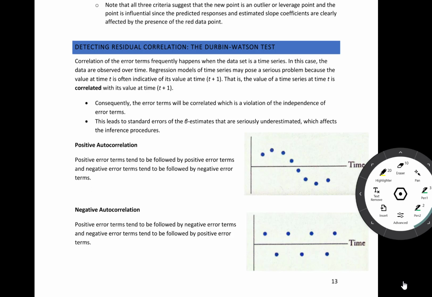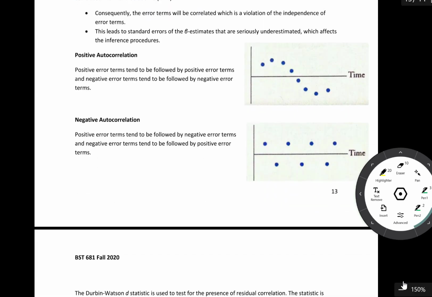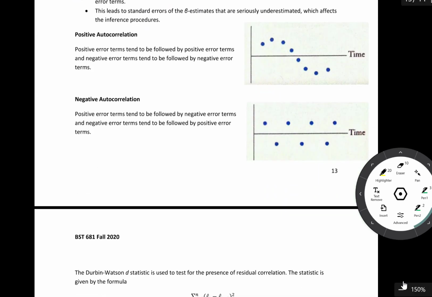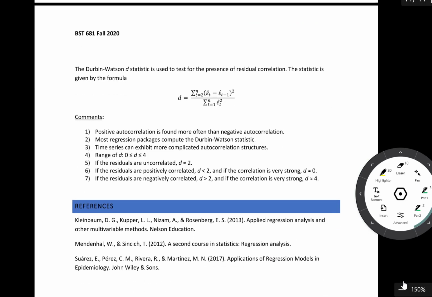Regression models of time series may pose a serious problem because the value at time t is often indicative of its value at time t plus 1. So in other words, they are correlated. And so you end up with correlated error terms, which is a violation of the independence. So you could have what are called positive autocorrelation and negative correlation. And then we have what's called the Durbin-Watson test statistic to test for the presence of residual correlation.